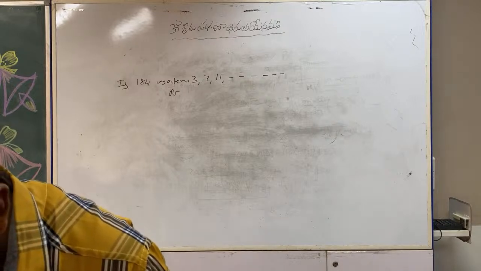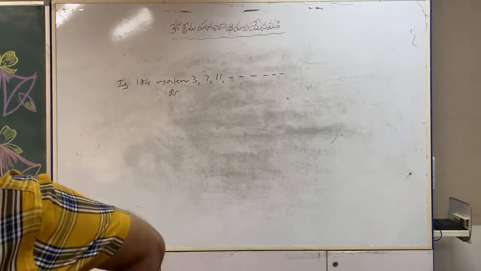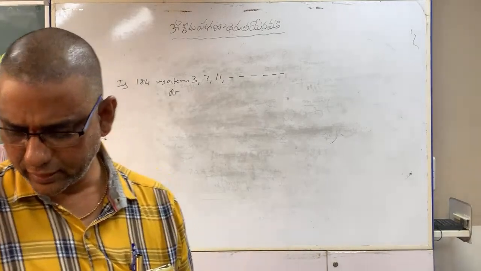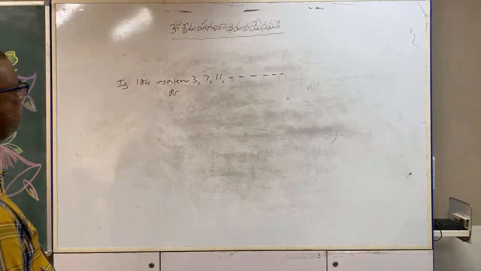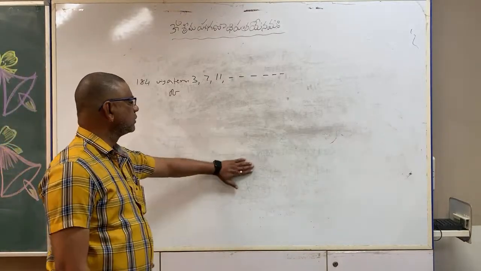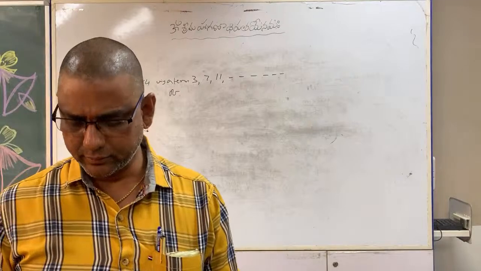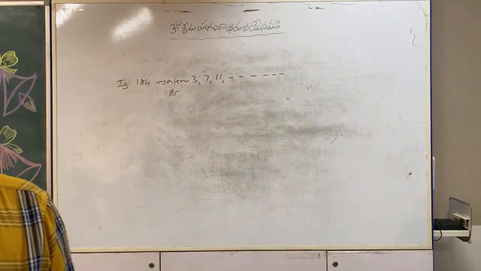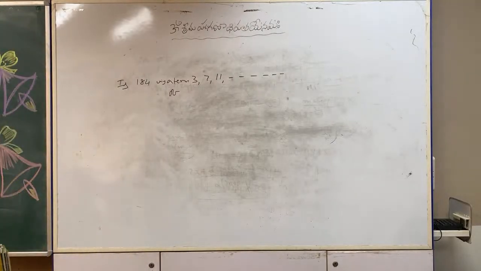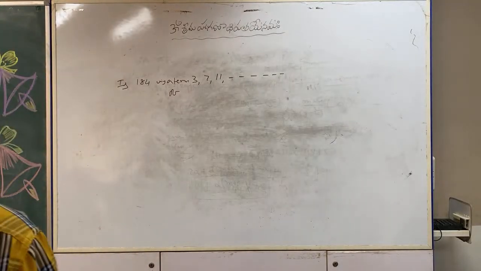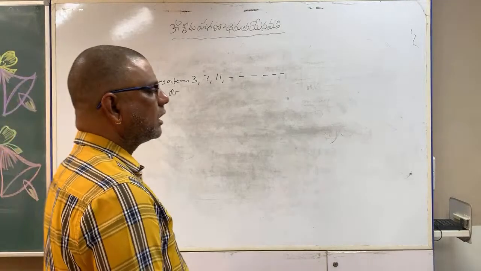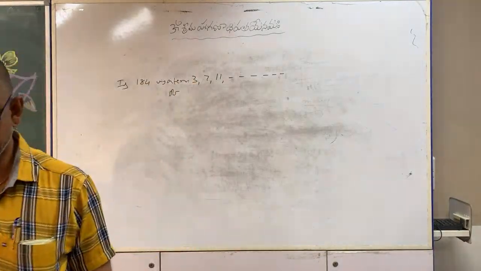Sir, common factor only 1. Common factor is only 1. For which area? First do this question, I will come back to you on that. Is 184 a term of 3, 7, 11, and so on? What we have to do? How to start this question then?